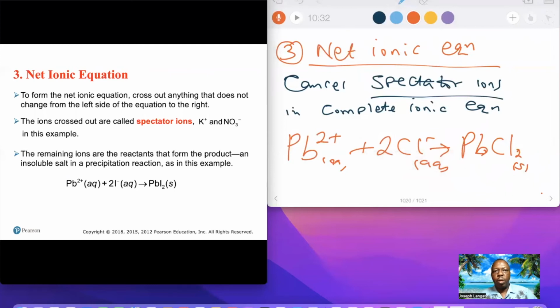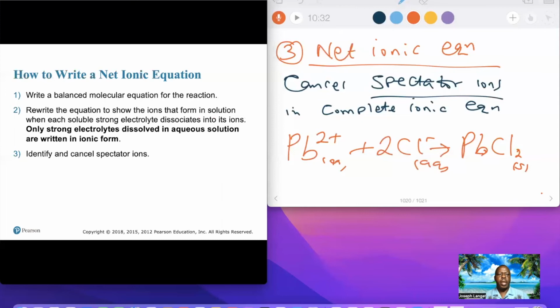Please look at the end of chapter problems. Practice with worked examples. If you have any question, please send it to me, schedule a Zoom meeting, or use the SI support session if you need further assistance on writing the net ionic equation, complete ionic equation, and the molecular equation. All right, so that's what I wanted to go over in that.